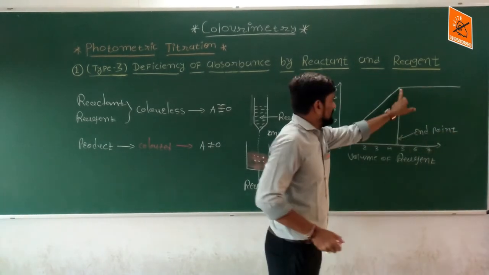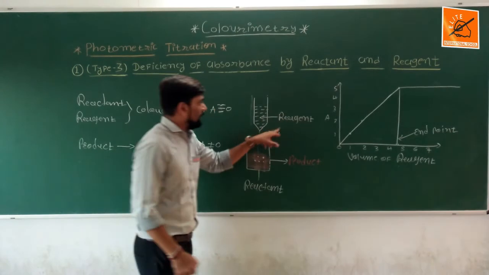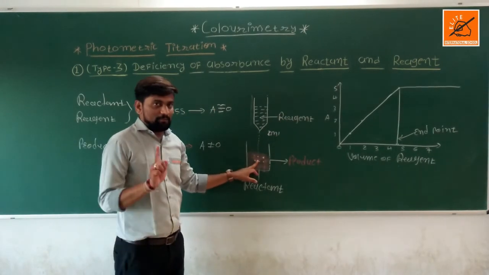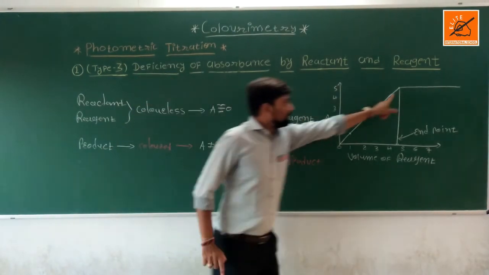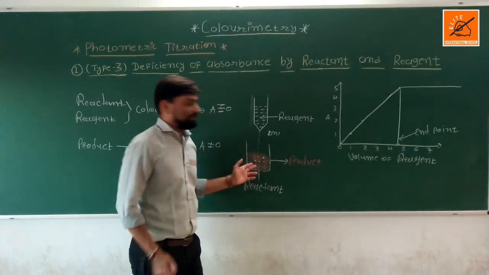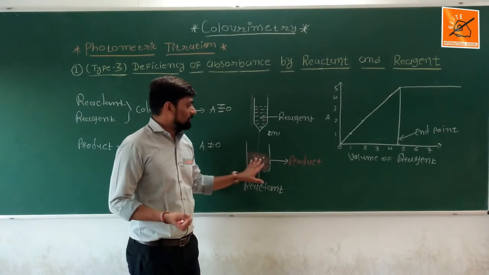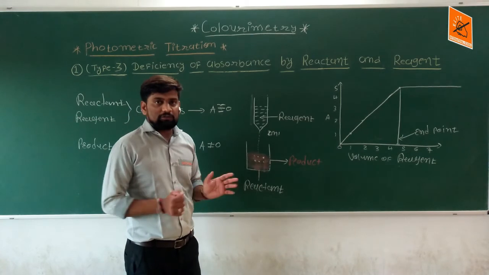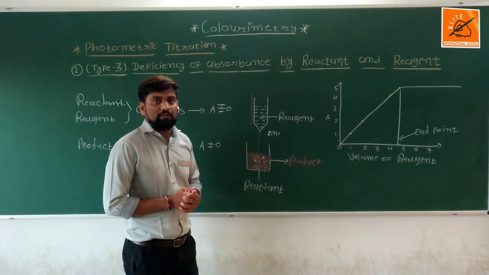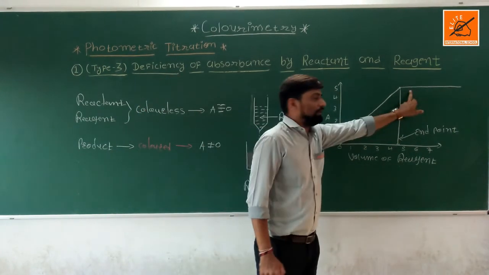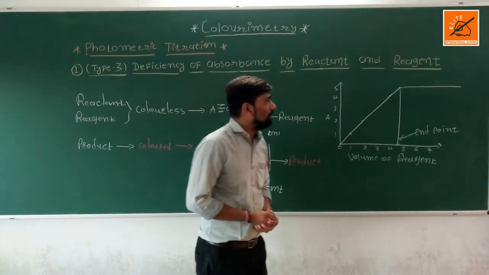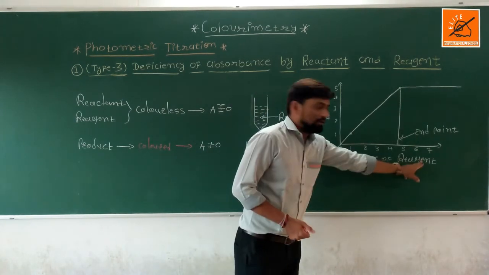After the end point, with gradual addition of reagent, the absorbance value is kept constant because the reagents are colorless. That's why light is not absorbed by them. The product is completely formed, so the concentration of the product does not change. That's why absorbance does not change, meaning absorbance is constant with addition of reagent.